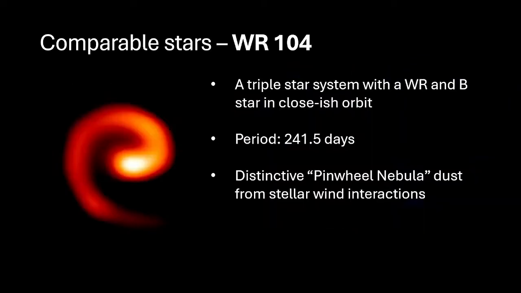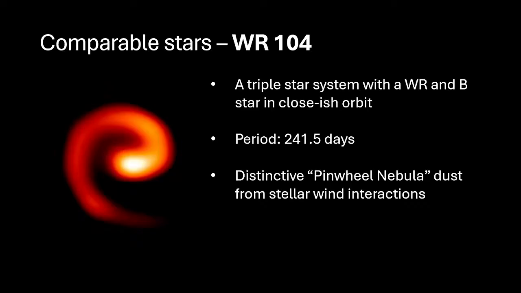WR104 is pretty famous. It's a triple star system with a Wolf-Rayet and a B star, which is also a giant star. And they've got a long period. They're pretty far away from each other, which means that their stellar winds have plenty of time to accelerate and reach some terminal velocity before reaching a shock interface, making the rapid deceleration of particles a lot more dramatic. And we know that that shock interface is where dust is being formed in the WR104 system.